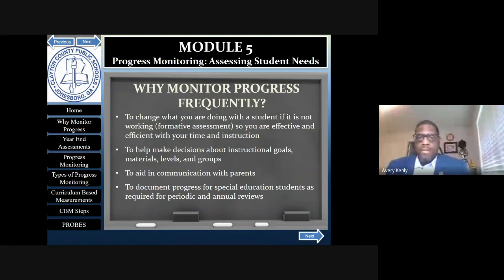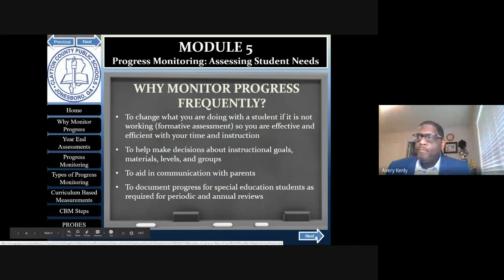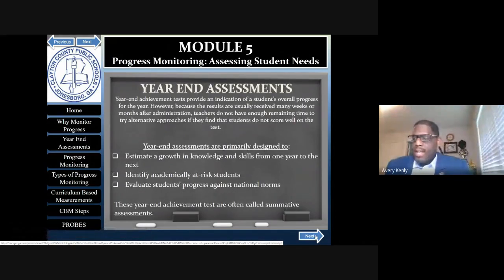Many times we wonder, how do we communicate effectively to parents whether or not a student is struggling? And I always say, let the data speak. But that data can't speak if we don't monitor progress frequently. And finally, we monitor progress frequently to document progress for special education students as required for periodic and annual reviews, and as part of the Individuals with Disabilities Education Act, and if a student has an individualized education plan, an IEP.